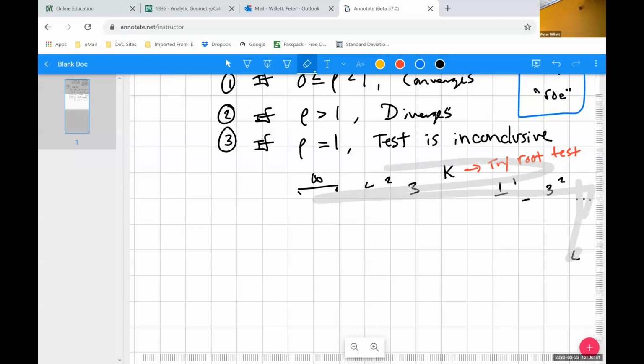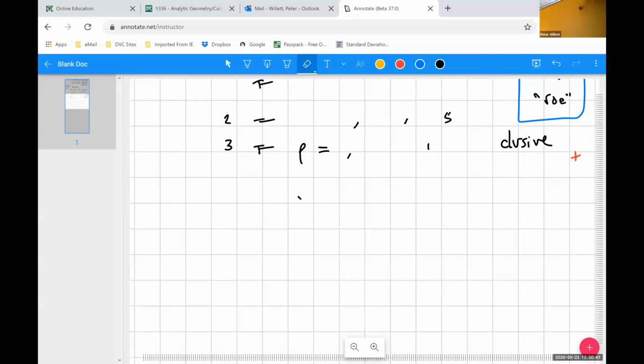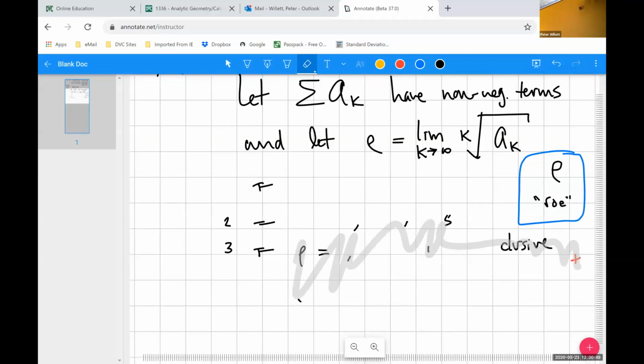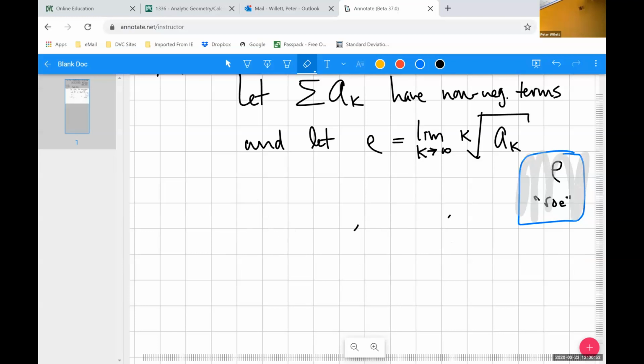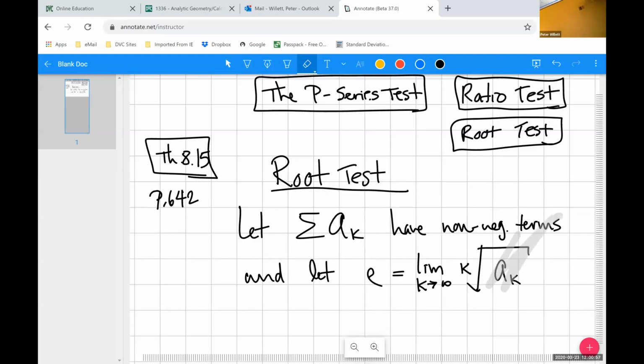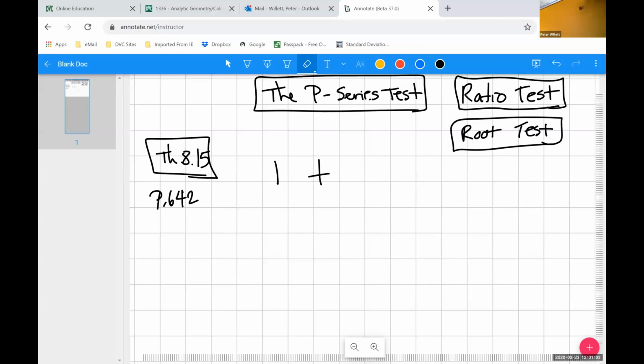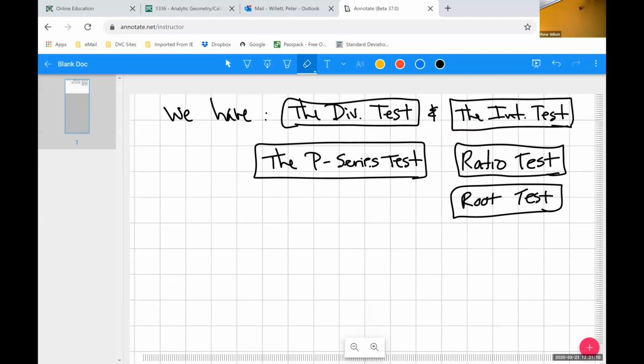So let's review the tests that we have so far. These are the ones that are kind of formulaic, where we figure out a particular limit, an R value or a rho value, and then we compare those to 1. Is it less than 1? Is it bigger than 1? To see what we get. That's the ratio test and the root test. You get this R value, you get this rho value, you compare it to 1.